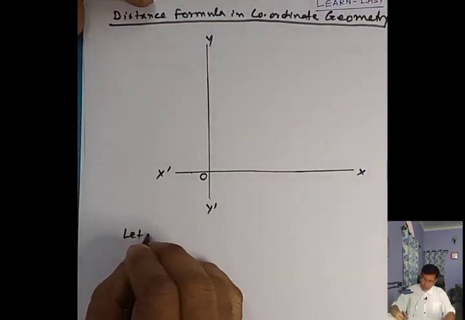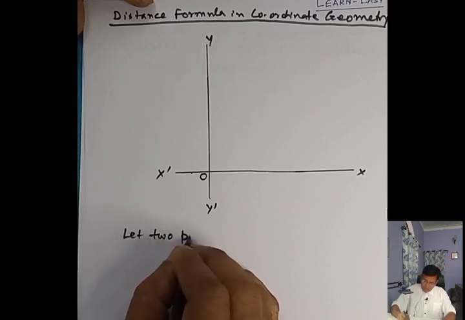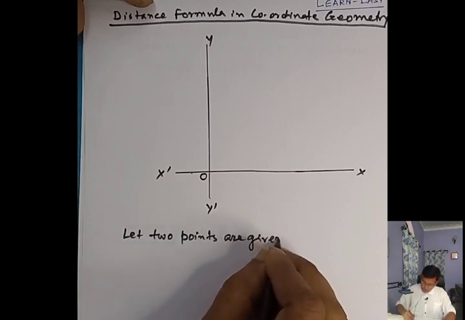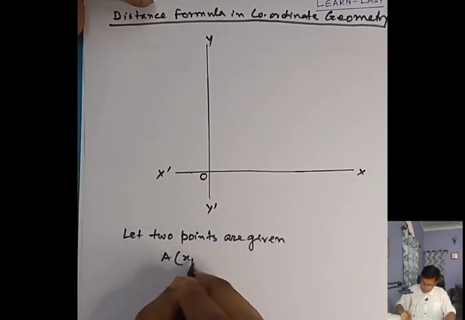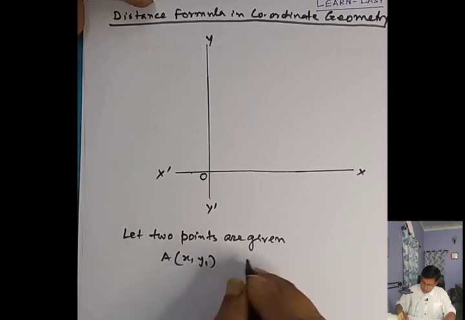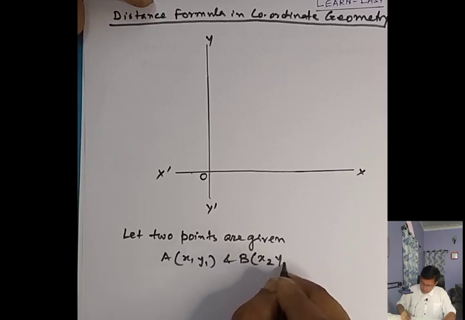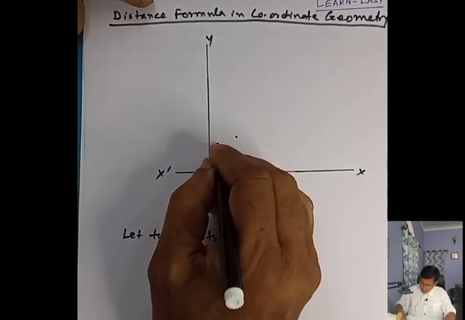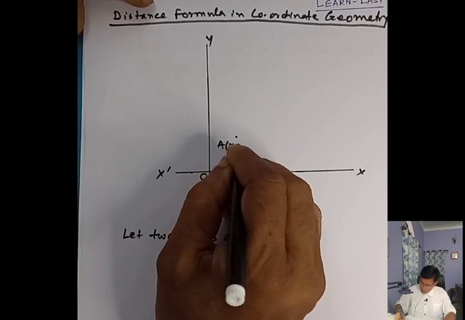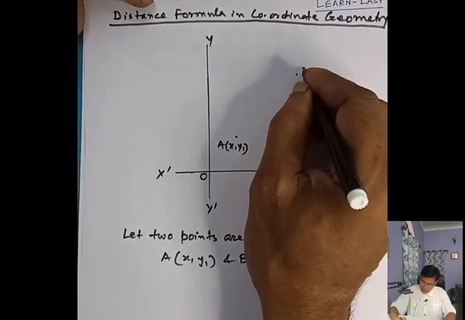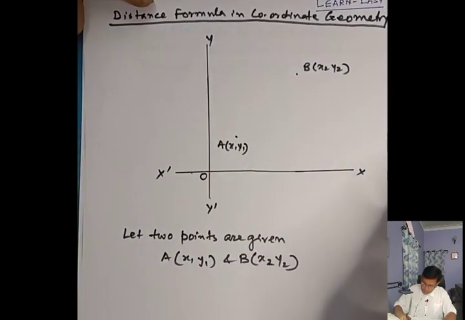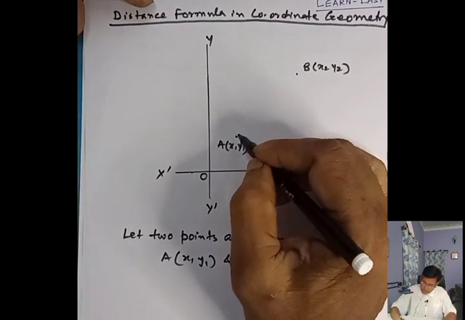Let two points be given: A (x1, y1) and B (x2, y2). Let us draw here A (x1, y1) and B (x2, y2). We have to find out the distance of AB.